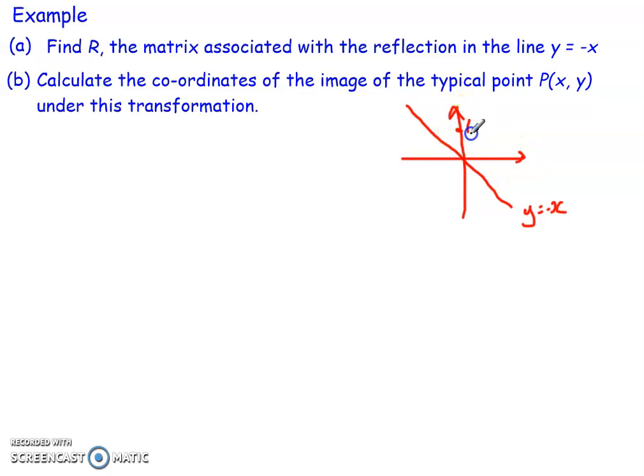So what that means, if I even use basic geometry on a 2D system, I know that with reflection in the y equals negative x line here, a point at (0, 1) will go to (-1, 0). And I know that the point here at (1, 0) is going to reflect over to (0, -1).